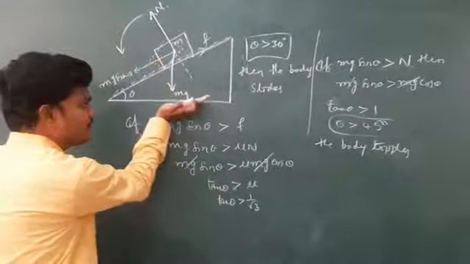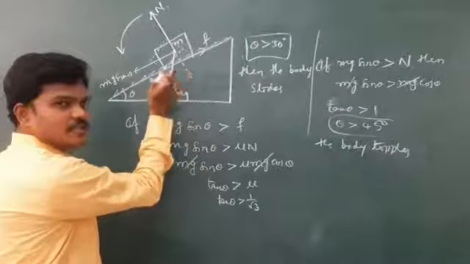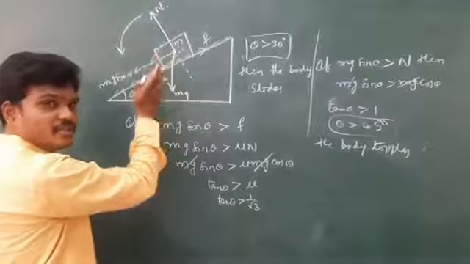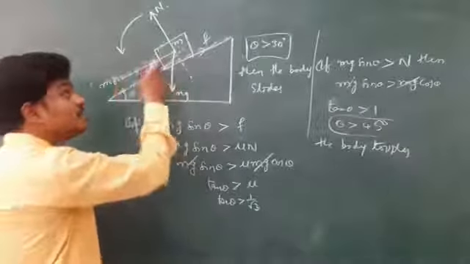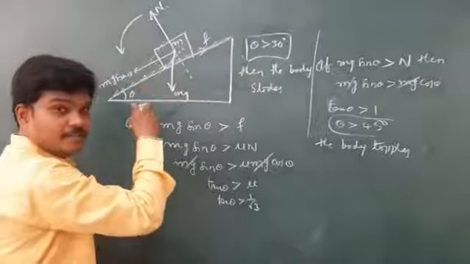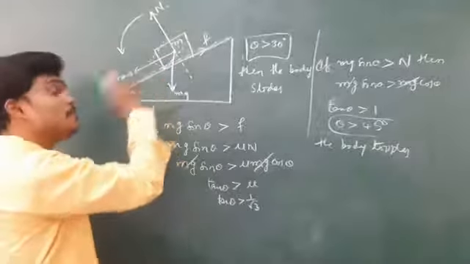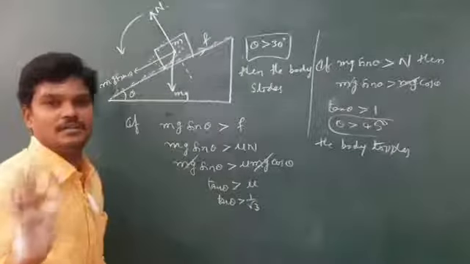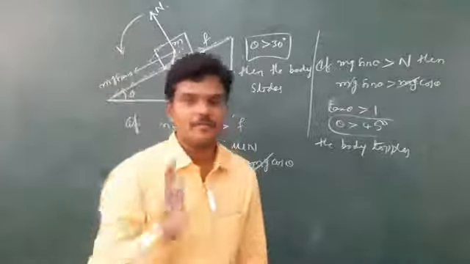If the angle of inclination is increased, if it is 29, the body will be static. If it is 29 point something, also static. If it is 30, it is ready to slide. From 30 to 45, it is sliding. If it is 45, it is ready to topple. If it is greater than 45, it will topple. That's it. Okay, so follow this method.